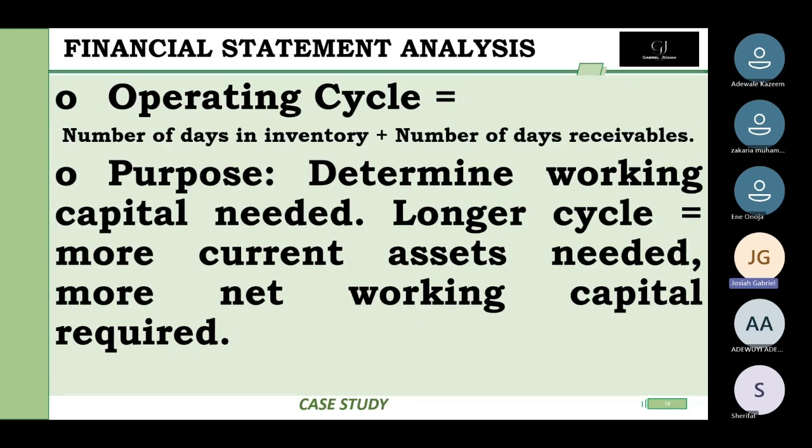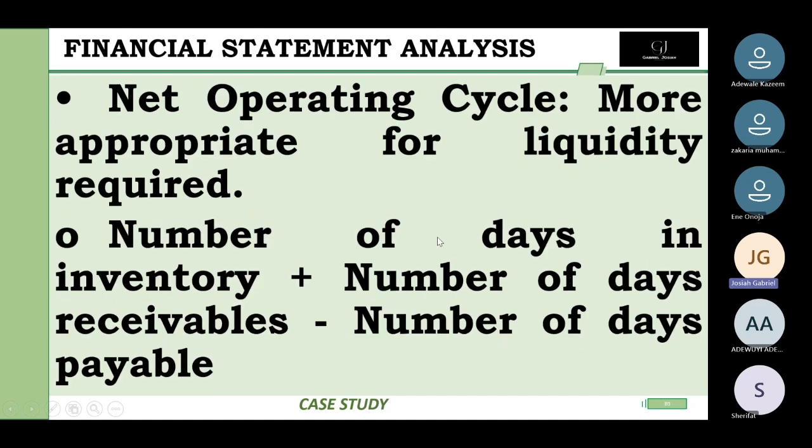So in the operating cycle, we're looking at conversion of inventory to cash, especially when you have receivables. So the purpose is to determine the working capital needed. And when you have a longer cycle, a longer days, the more current assets are needed or tied down. So more net working capital is required. But the shorter the days, it's better because inventory is recouped in form of cash to run the day-to-day activities of the business.